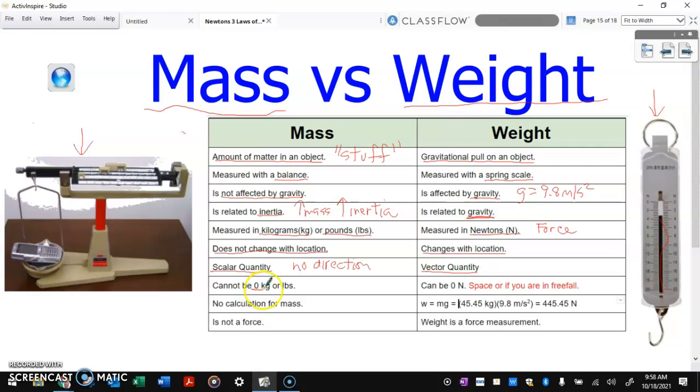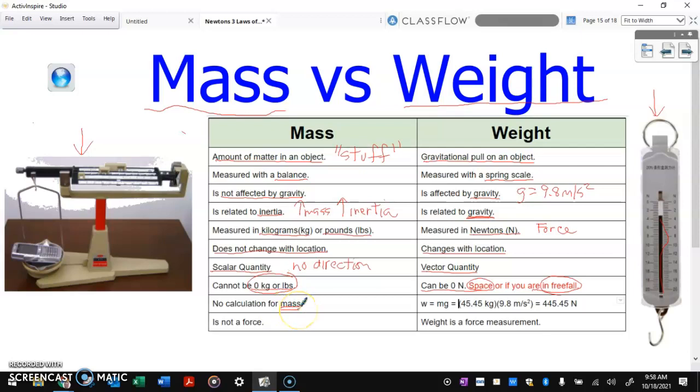Mass cannot be 0 kilograms or 0 pounds. However, you can be 0 newtons if you're in space or you're in a free fall. If you jump out of a tree or jump out of a building, you have no weight. And if you're in space, in a spaceship, you have no weight either. Your weight would be 0 newtons. You can never have 0 kilograms or 0 pounds. That can never be.